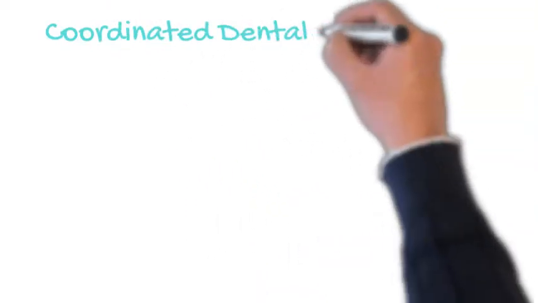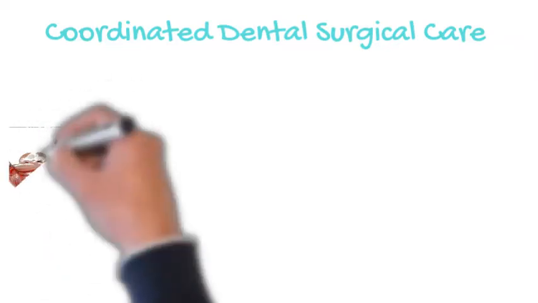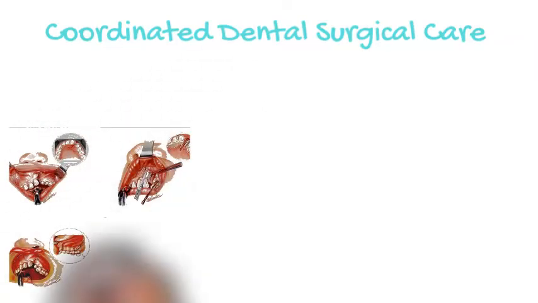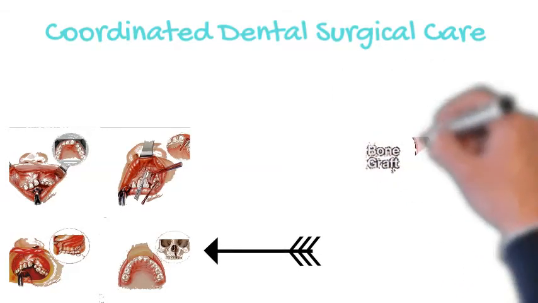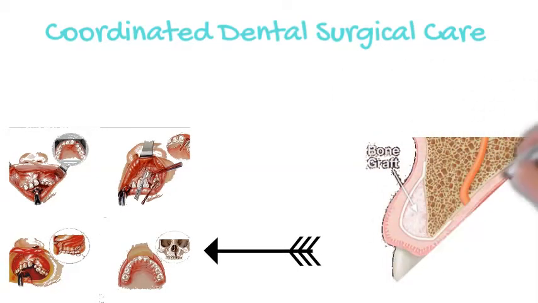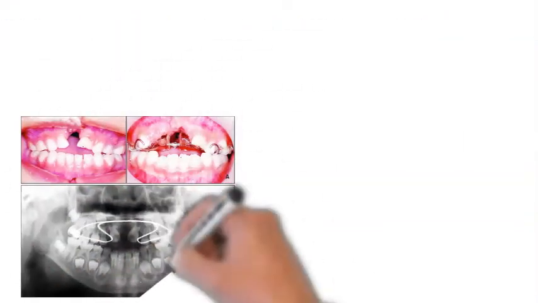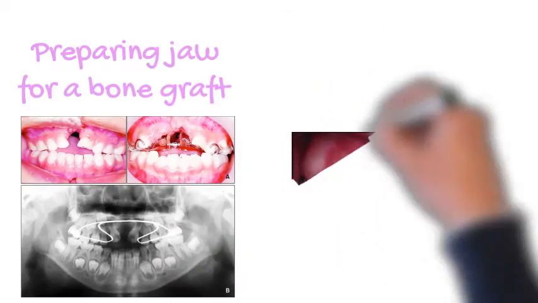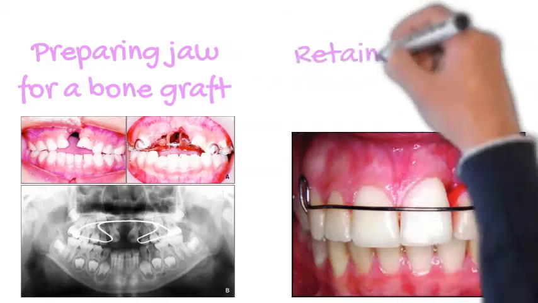In regards to coordinated dental surgical care, the coordination between the orthodontist and the surgeon is important in the management of a bony defect in the upper jaw that may result from the cleft. Reconstruction of that bony defect may be accomplished with a bone graft from the surgeon, while the orthodontist may place an appliance to prepare the jaw for the bone graft. A retainer is placed after the bone graft until fixed braces are applied.